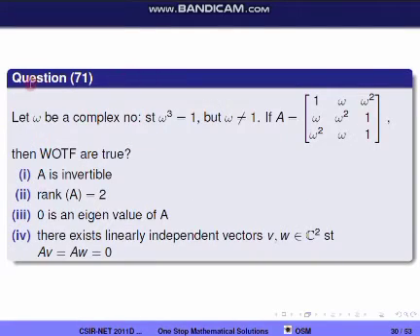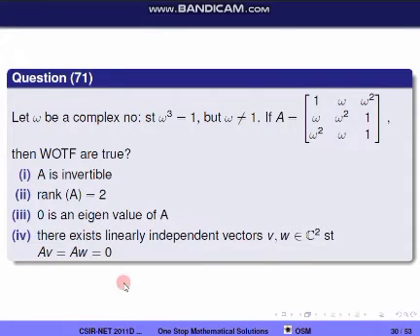Next question, question 71. Let omega be a complex number such that omega cube is equal to 1, but omega is not equal to 1. If A is the matrix with rows 1, omega, omega square; 1, omega square, omega; 1, then which of the following are true? So we have defined a matrix A in terms of 1, omega and omega square, where these are the cube roots of unity. We have to check which of the following options are correct.